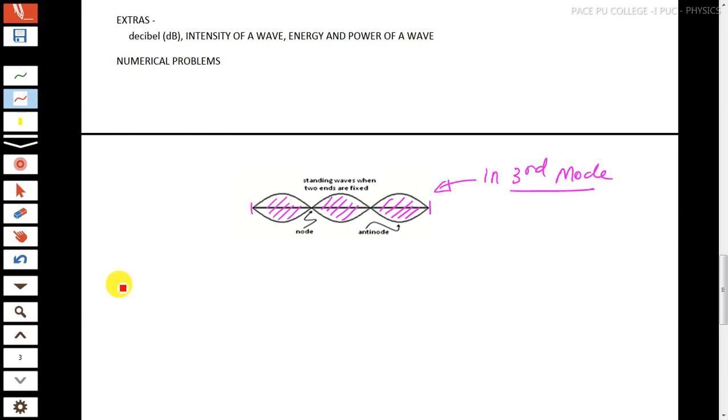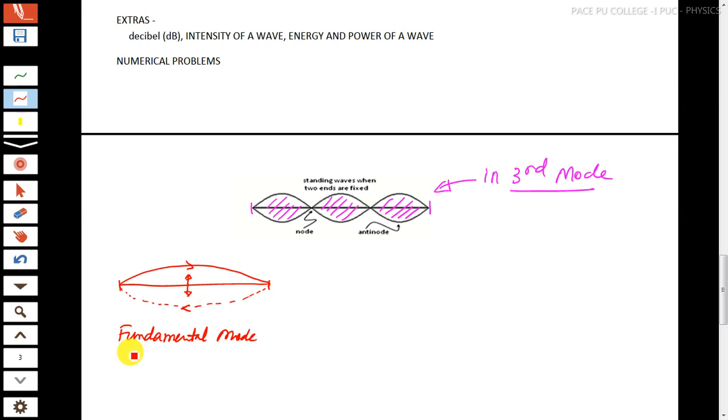Say I have a string like the one we are seeing in the picture. If I pluck it in the middle, I may get a vibration like this. This is a stationary wave. One wave goes in this direction, and meanwhile it gets reflected back, and it again comes and meets the initial point. This kind of vibration we can call the fundamental mode of vibration.